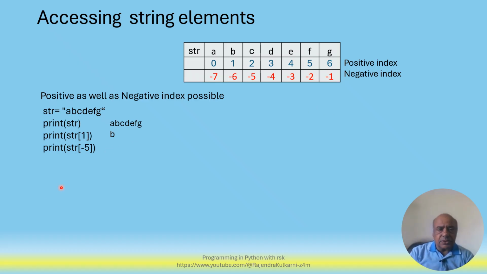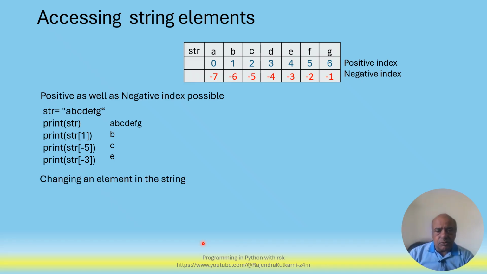Then our next statement is print str index -5. So this is the -5 index which represents character C in the string. So the output shall be C. Similarly, for -3 we shall find the output as E.